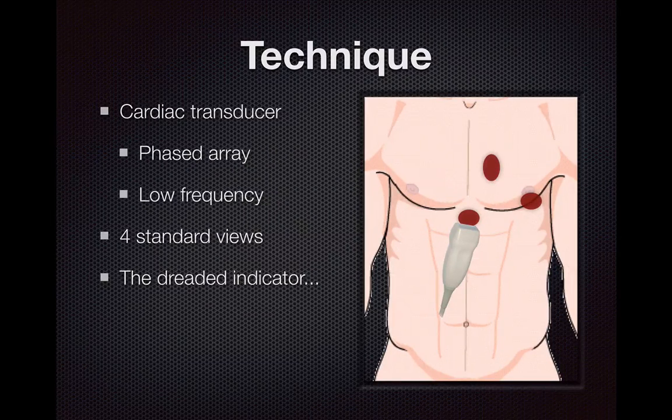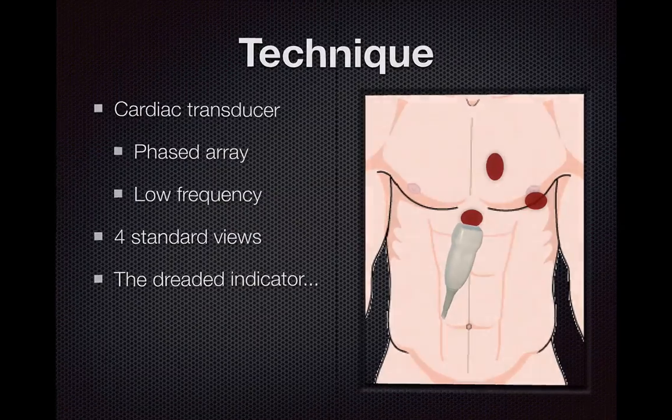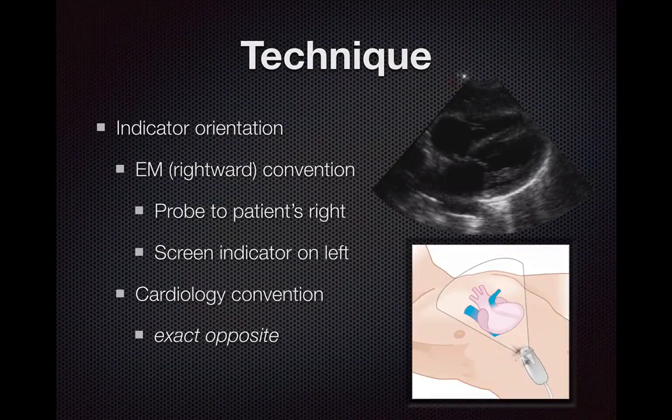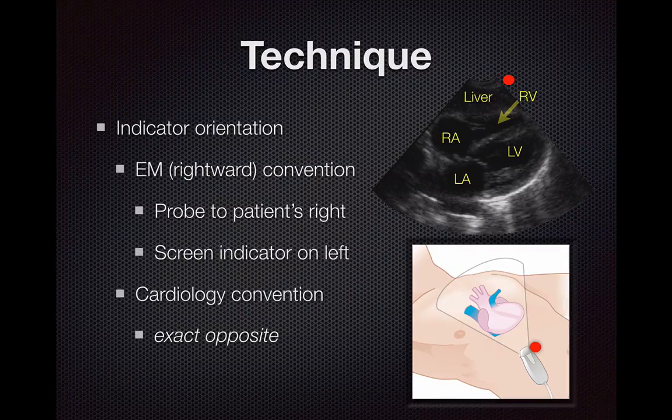We'll talk about the 4 standard views that we use, and let's quickly discuss the dreaded indicator. And I say the dreaded indicator because this is where things can get a little bit confusing. The emergency medicine or the rightward convention is to have the indicator pointed to the patient's right and the screen indicator on the left side of the screen. However, the cardiology convention is the exact opposite. Now, I don't want you to worry about this too much right now, but it's just something that you should know in the future. If you're watching cardiology scans, they might look a little bit different.